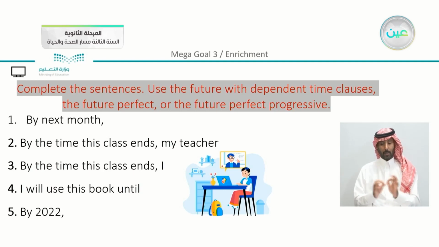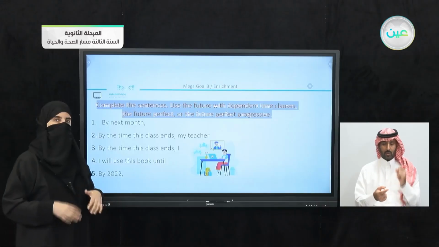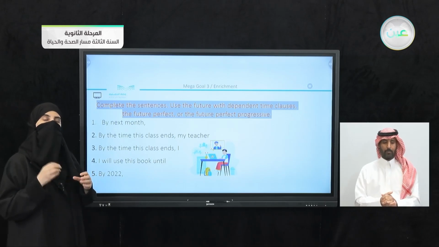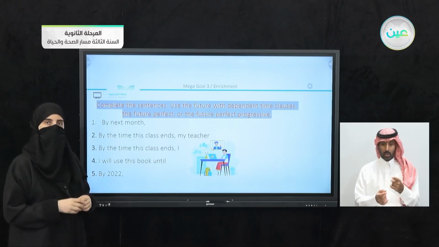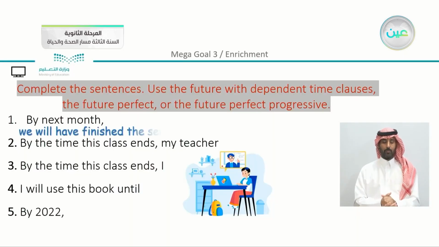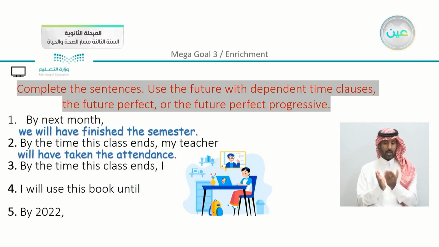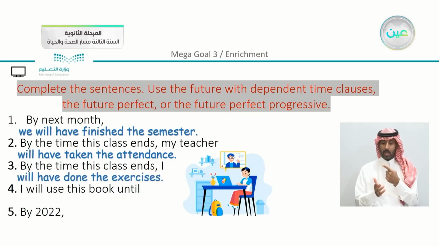Now complete the sentences in our new task. Use the future with dependent time clauses, the future perfect or the future perfect progressive. So very quickly, just to remind you that here there is no specific answer. You can answer in the way that you find suitable as long as you are using the correct structure. So we have here by next month, we will have finished the semester. By the time this class ends, my teacher will have taken the attendance. By the time this class ends, I can say I will have done the exercises.